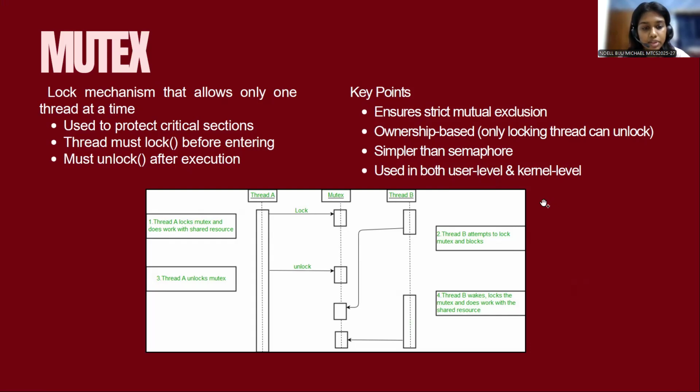Again, we have a diagram here. In this diagram, thread A locks the mutex and enters the critical section. Thread B tries to acquire the lock, but it is blocked. After thread A finishes and unlocks the mutex, thread B is allowed to proceed. This ensures that only one thread accesses the resource at a particular time.